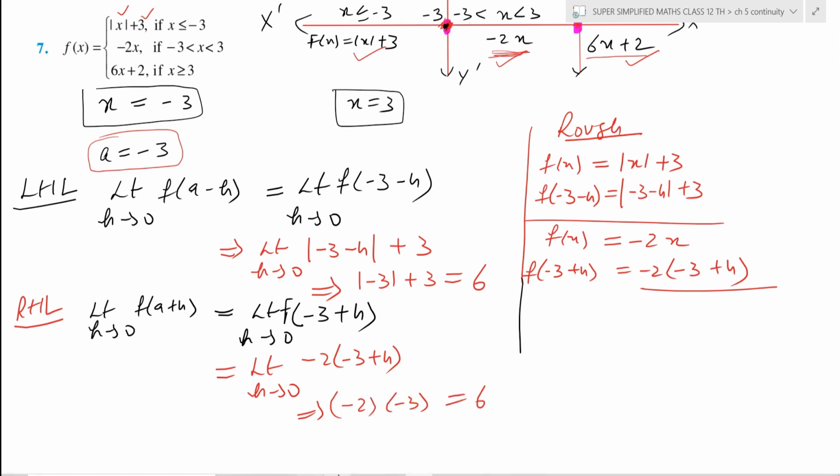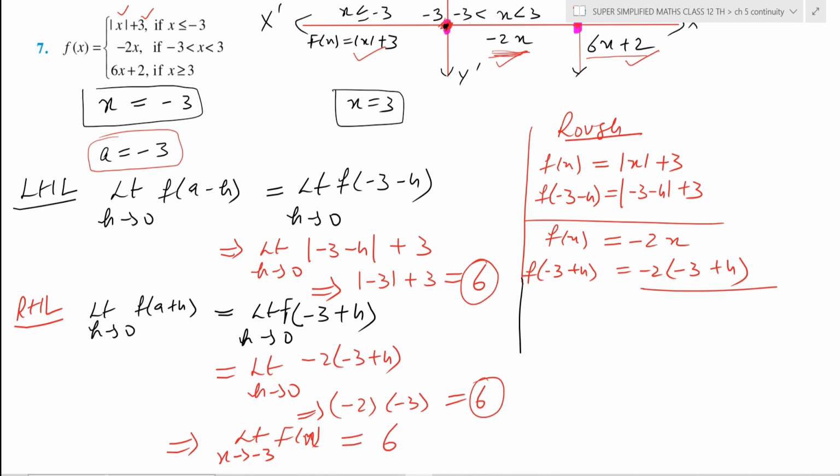So we have seen that the value of the left hand limit was 6 and the value of the right hand limit was 6, and this implies that the limit of the function f(x) at the point minus 3, that is as x tends to minus 3, is coming out to be 6.